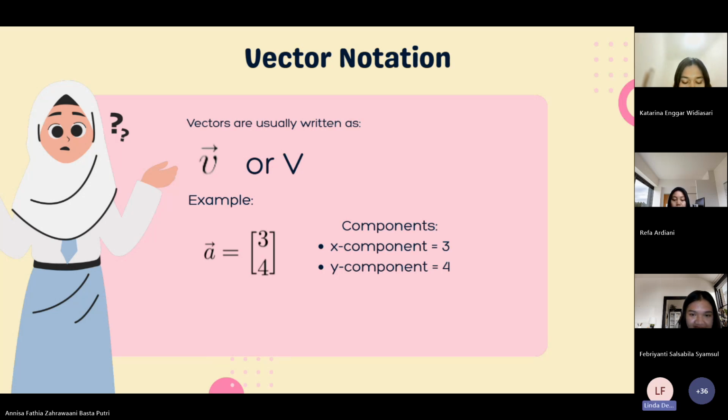Okay, I'm sorry because I have another agenda as well. So please, for the next presenter, please not to read but to explain. Okay, please note it. Okay, please continue it. Okay, ma'am. Thank you. So next is vector notation is explained by Reva.